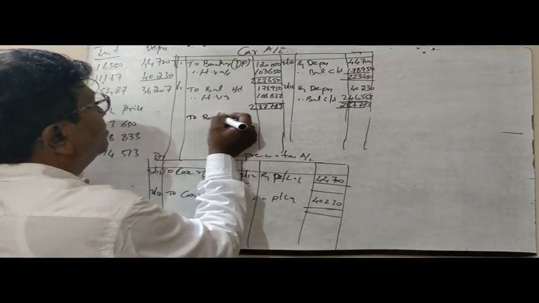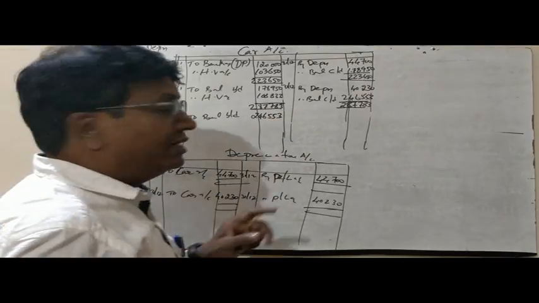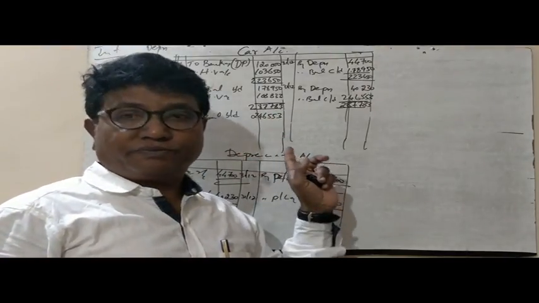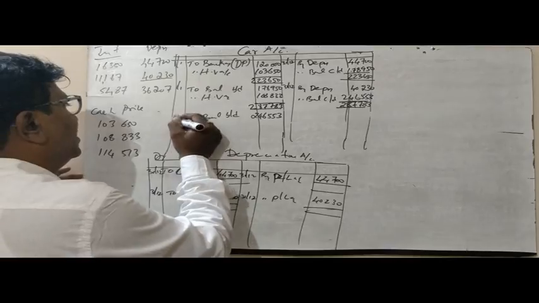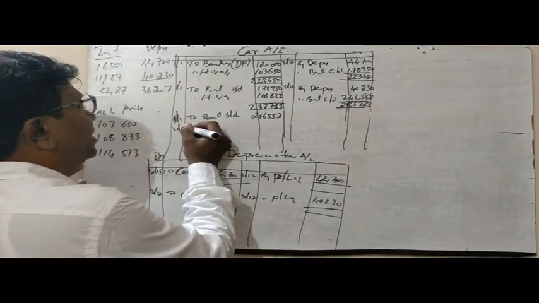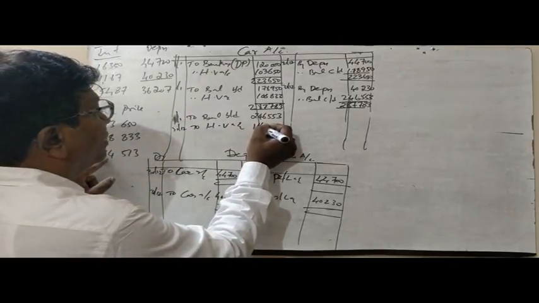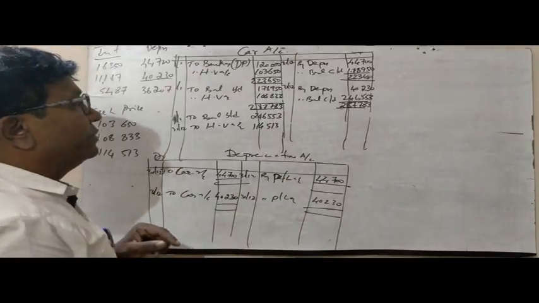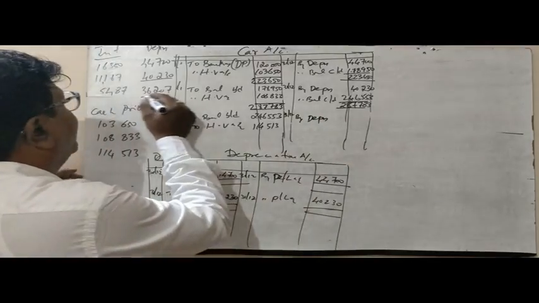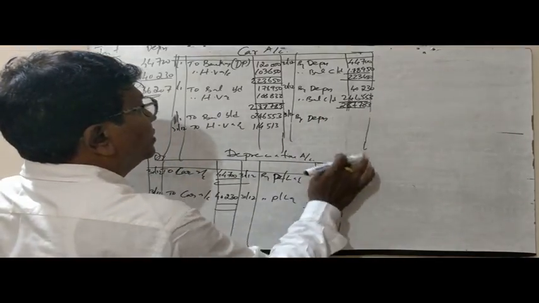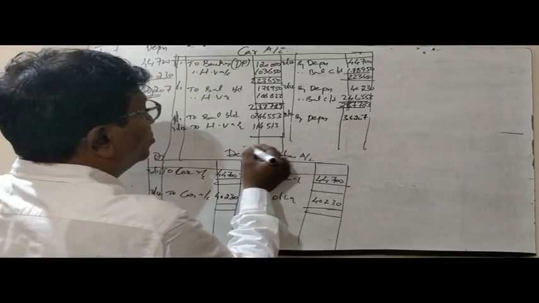To balance brought down 2,46,553. This is the beginning of the third year. Again, this is first day of the third year. End of the third year, again we need to pay to hire vendor. How much we have to pay? 1,14,513. So again, at the end of the third year, we need to provide depreciation. What is the depreciation? 36,207. Now check the totals.